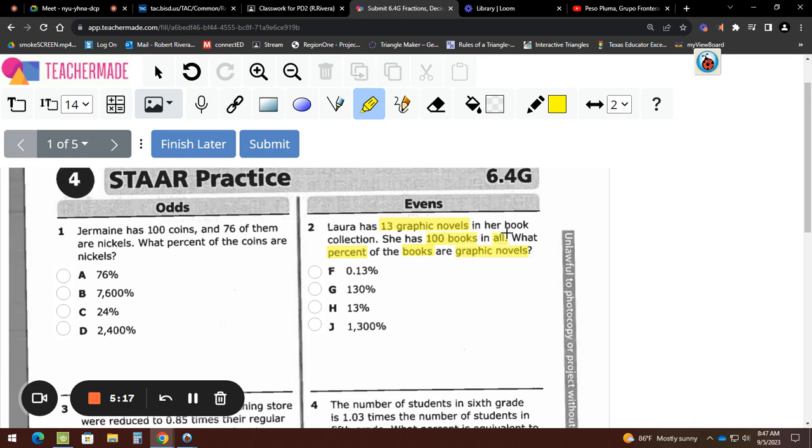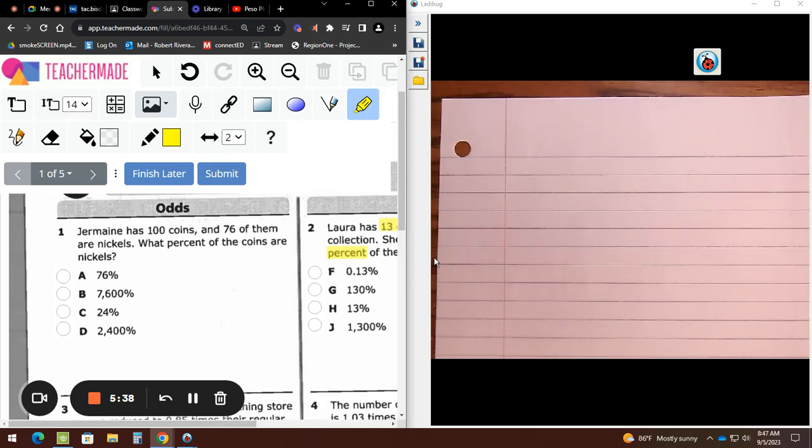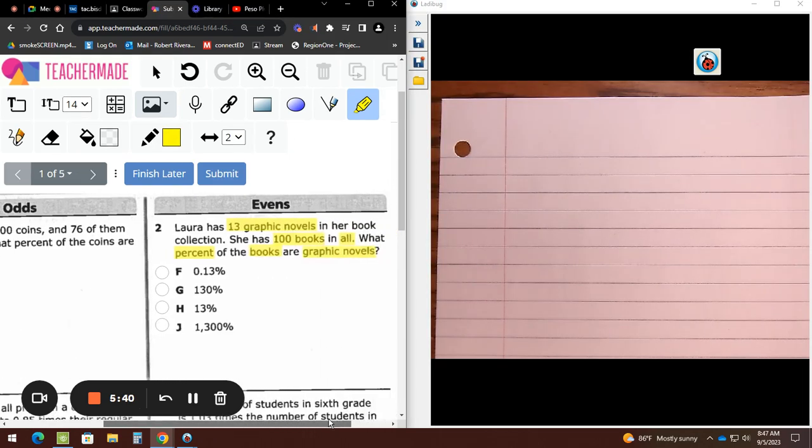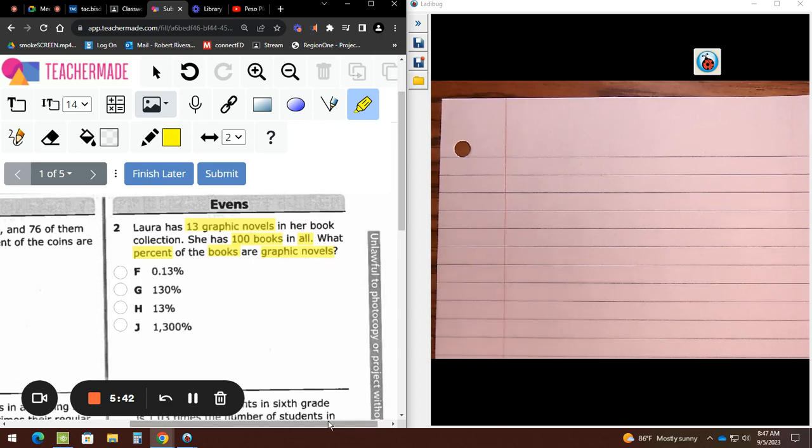Do you think "all" would be important? Yeah. What's "all" in math? What's a math word for all? It starts with a T. Total. When you can identify a total in math, it's so important. Okay, so now I have my stuff ready, yes? So I already highlighted my stuff, so now I'm gonna go to my paper or my journal.